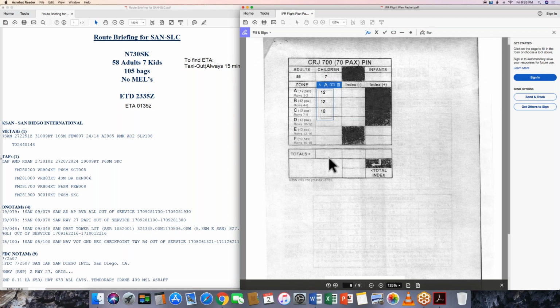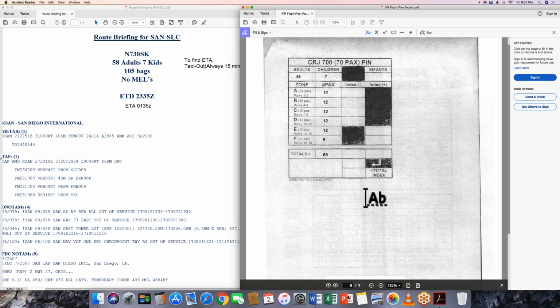So that's 12, 24, 36, 48. That's 60. And that gives us our 5. So there we go. Pretty good. Now, our index here. So that gives us our total of 65 passengers, right?